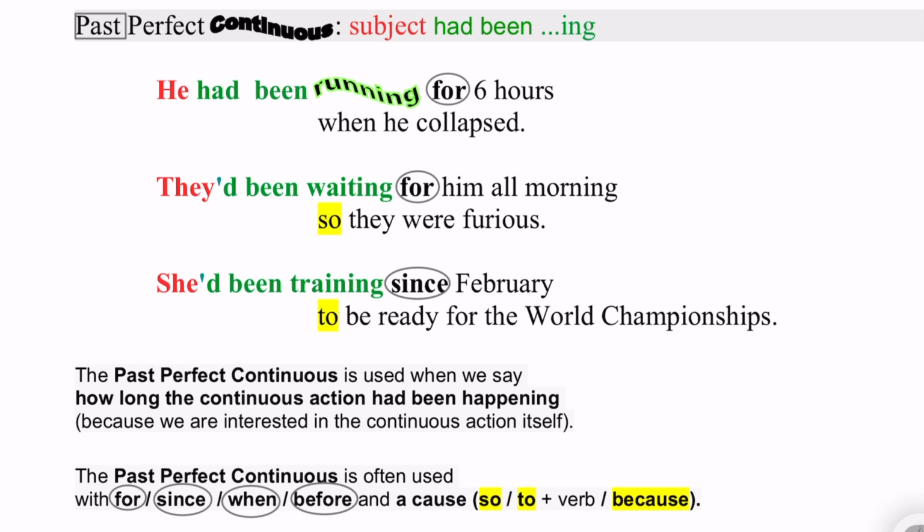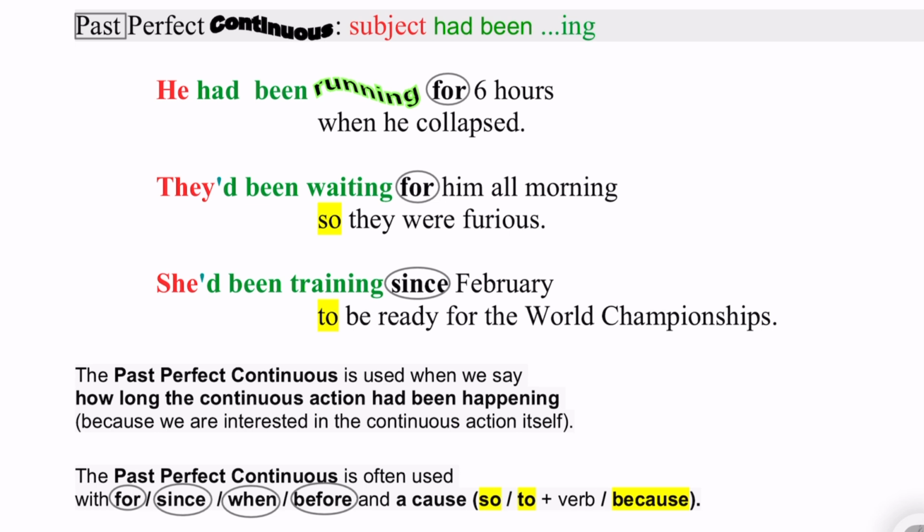They'd, which is the abbreviation of they had, they'd been waiting for him all morning, so they were furious. They had been waiting for him all morning is the past perfect continuous tense, and they were furious is the simple past. Another example, she'd been training since February. So she had been training since February, a long continuous action, to be ready for the World Championships. The past perfect continuous is used when we say how long the continuous action had been happening, because we're interested in the continuous action itself.